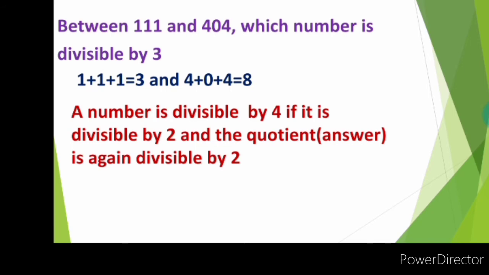Or, for example, you are given a number and the last 2 digits of that number is divisible by 4. It means that that number is divisible by 4. For example, you are given 64. So you now divide 64 by 2, gives us 32. Divide 32 again by 2, gives us 16. It now means that 64 is divisible by 4.